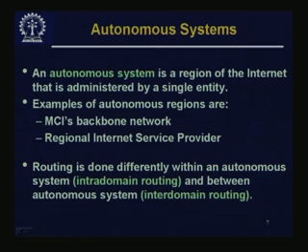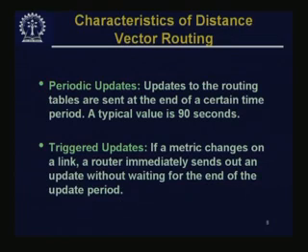So, the autonomous system introduces another level of hierarchy. Routing is done differently within an autonomous system, that is intra-domain routing, and between autonomous systems, inter-domain routing. Right now, RIP is suitable for intra-domain routing. So, we are talking about intra-domain routing for the time being. We will look at inter-domain routing later on.